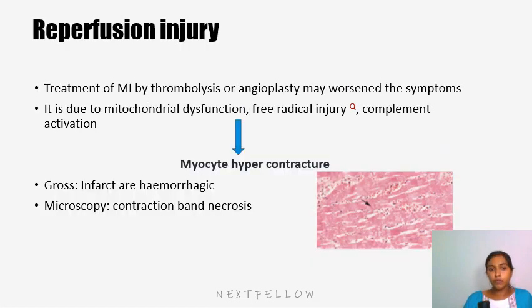So coming to reperfusion injury, whenever you treat an MI patient by thrombolysis or angioplasty, the patient may have a worsening of the symptoms. This is mainly due to myocardial dysfunction from free radical injury or complement activation. This results in myocyte hypercontraction. So we have seen in MI the infarct will be a yellow tan color. However, the infarct here will be hemorrhagic. Okay, and the microscopic change seen in reperfusion will be contraction band necrosis.